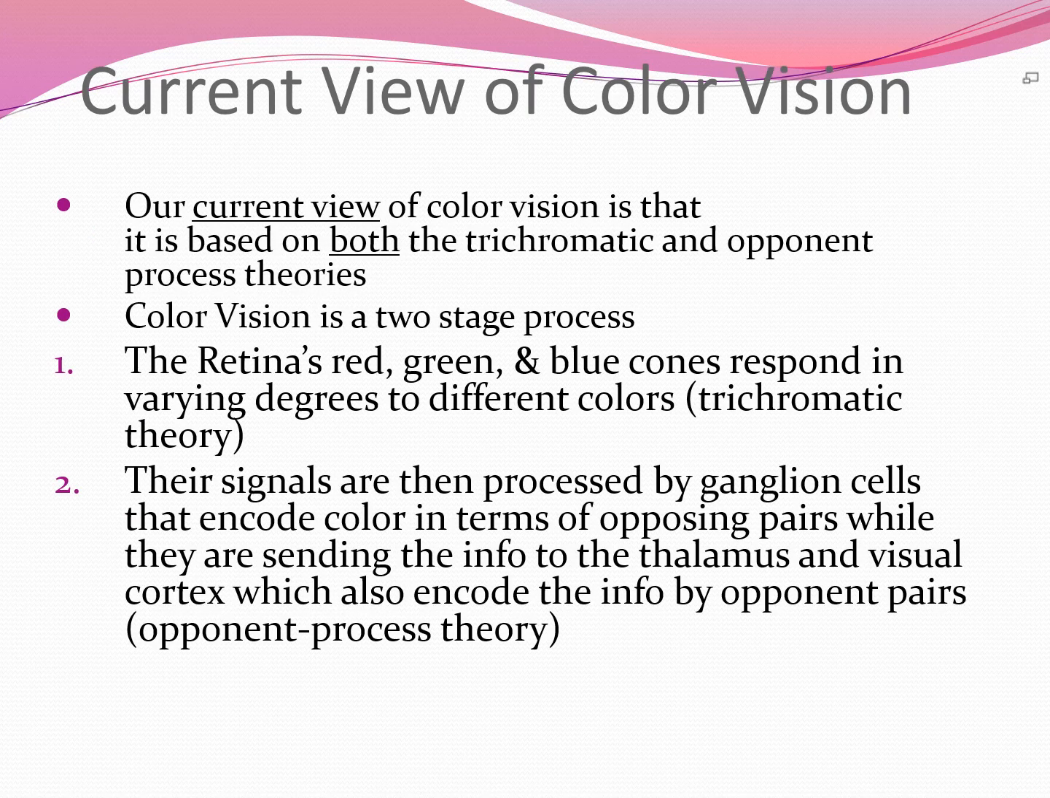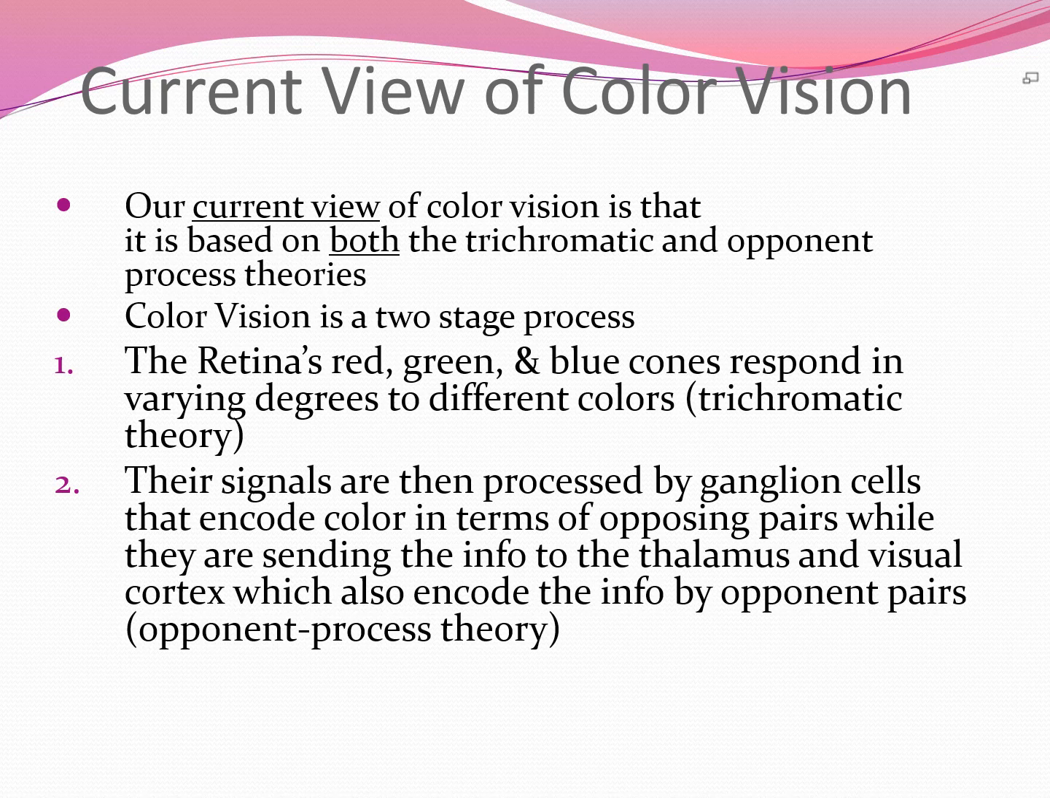So what's our current view, right? We talked about the two different theories. Well, our current view of color vision is that it's based on both the trichromatic and the opponent processing theories. Like a lot of things in psychology I've talked about, usually the modern theory is a combination of the two. So what we say now is color vision is a two-stage process. The retina's red, green, and blue cones respond in varying degrees to different colors, right? That's the trichromatic theory. And then their signals are processed by ganglion cells that encode color in terms of opposing pairs while they're sending the information to the thalamus.